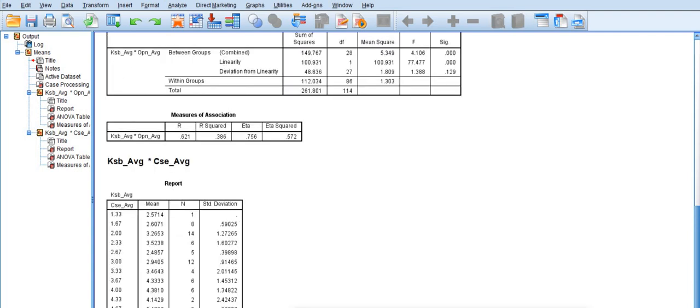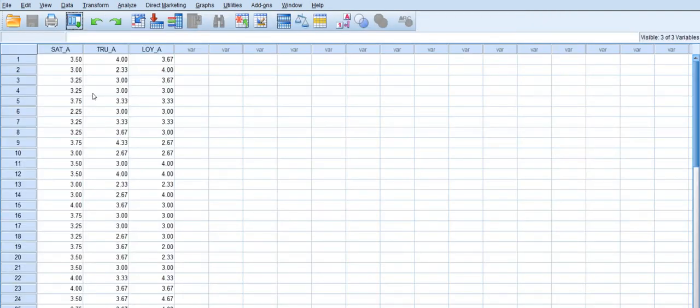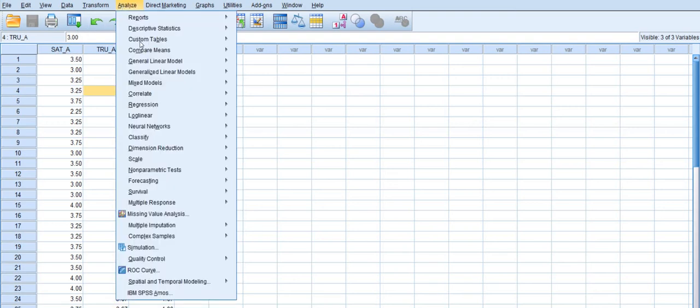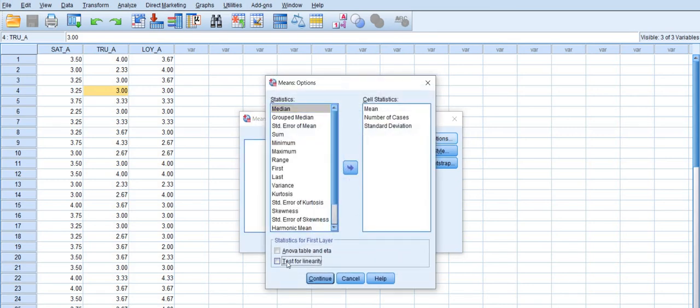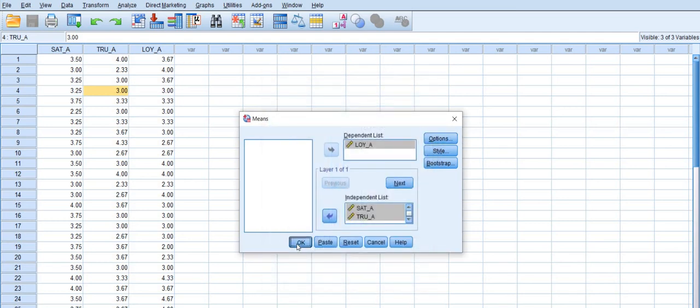Now, I'll also show you a second SPSS file. In this file, this is satisfaction, this is trust, and this is loyalty variable. We will assume that loyalty is dependent on trust and satisfaction. Go to analyze, compare means, and shift loyalty to the dependent variable and satisfaction and trust to independent variables. Click on options, click on test of linearity, continue, OK.